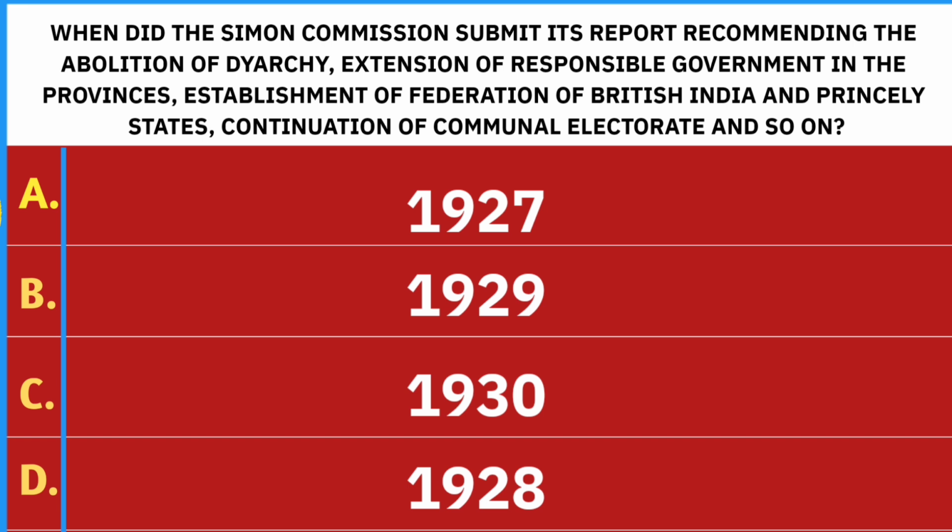When did the Simon Commission submit its report recommending the abolition of diarchy, extension of responsible government in the provinces, establishment of Federation of British India and princely states, continuation of communal electorate and so on? The right answer is C.